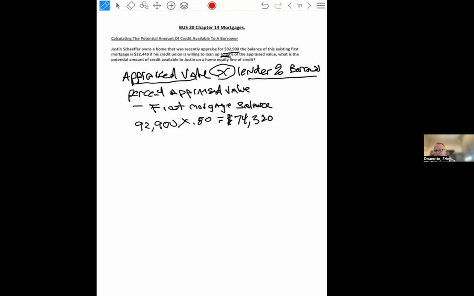Now, problem is I still owe something on the home, so they're not going to let me borrow anything beyond what I owe. So I can't borrow all $74,320 because I owe $32,440. So I need to take the $74,320 that they would allow me to borrow, and then subtract what I actually owe still for the home. And that would give me a total of $41,880. That means that's how much I could borrow against my home. So the lender will let me borrow that.